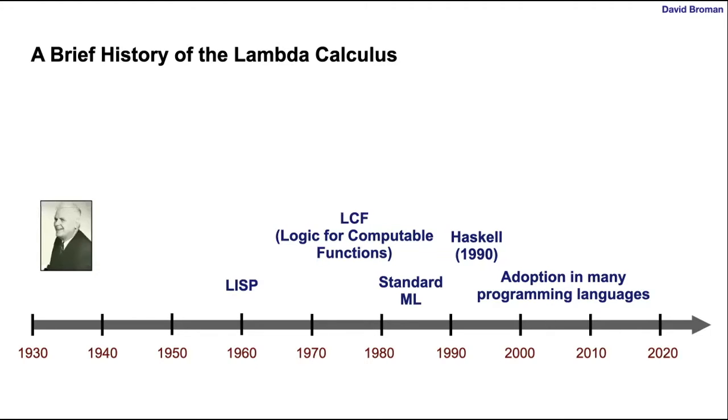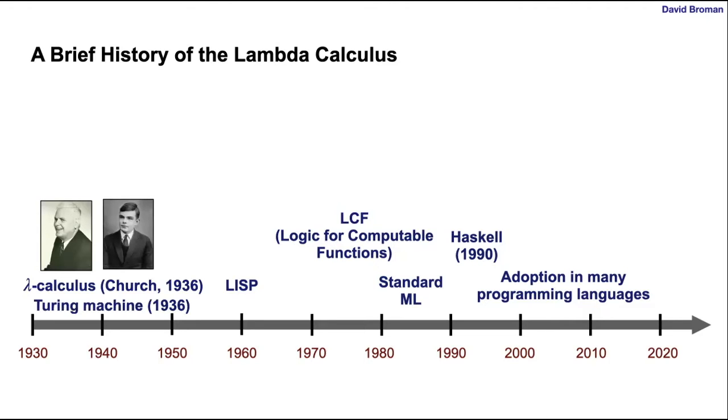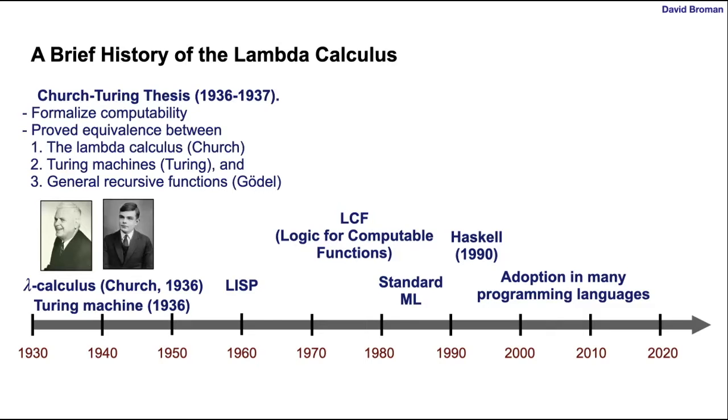But the theory dated back actually to the 1930s, and this is Alonzo Church, who invented the lambda calculus. And another very important person here is Alan Turing, who invented the Turing machine. It was mainly used for formalization about computability, and they also proved the equivalence between, for example, the lambda calculus, the Turing machine, and also Gödel's general recursive functions. From the beginning, it was about computability, but today it's used a lot in the foundation of programming language research and also in modern programming languages.